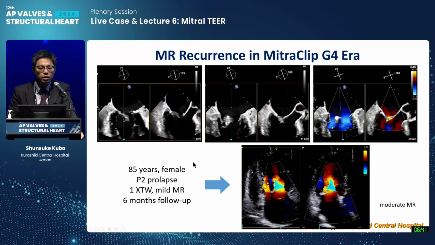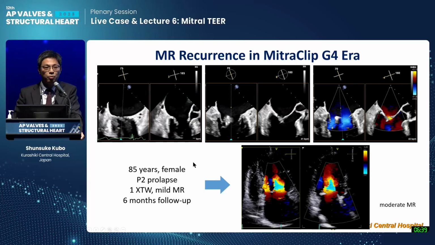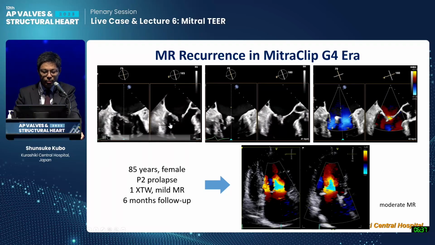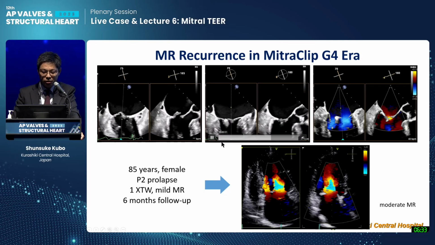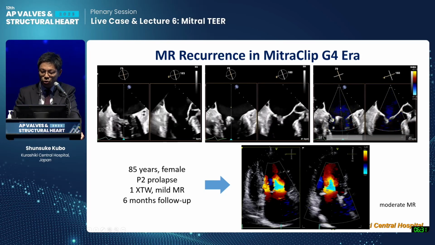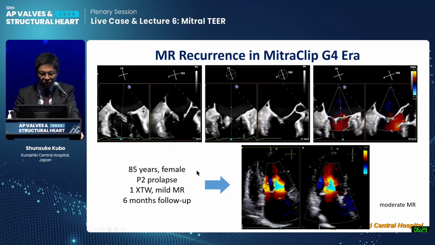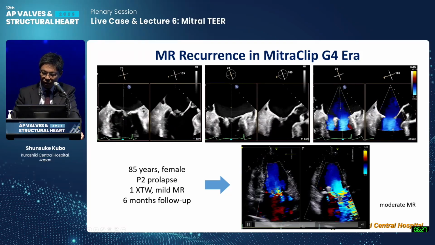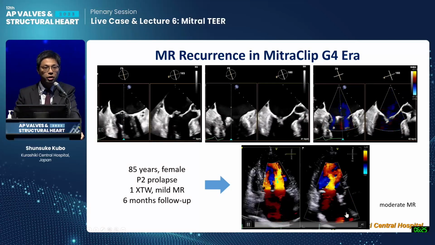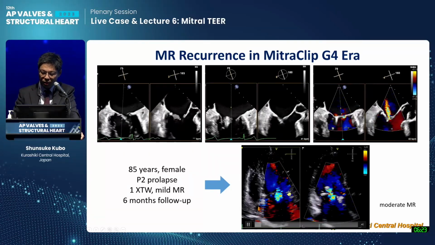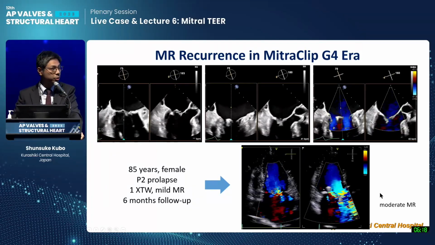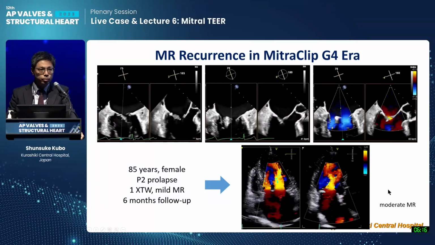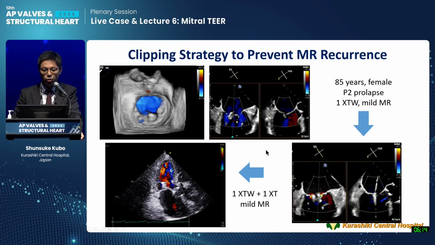So this is a typical MR recurrence in the MitraClip G4 era. This is a wide P2 prolapse. We put the one XTW to the medial P2, and there's a trace MR. But at 6 months follow-up, as you can see, some eccentric MR was observed lateral to the clip. This still occurs in the MitraClip G4 era. So to prevent this recurrence, we have to consider the clipping strategy.